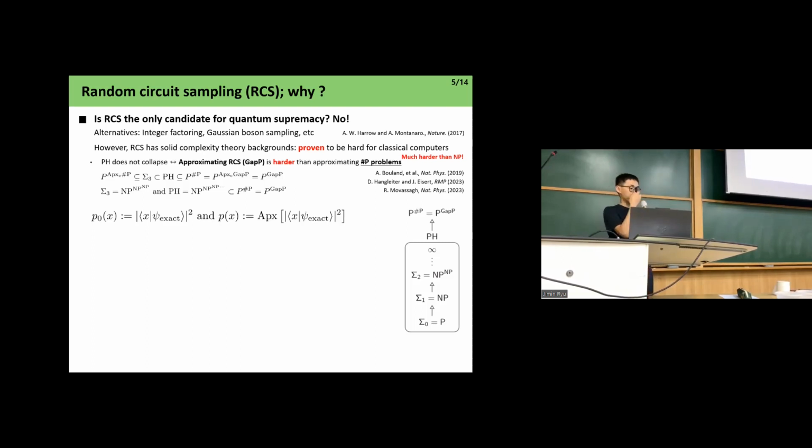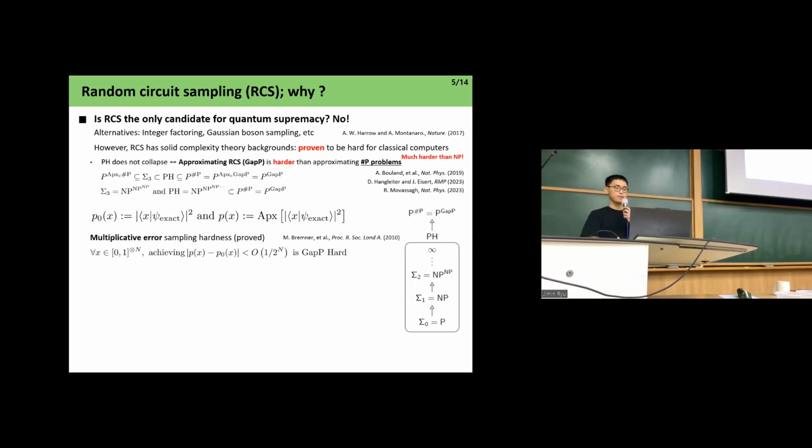To give an example, I will just focus on a single probability amplitude, meaning the square of the amplitude. I told you the square of the amplitude is the probability to measure those bit strings. So X is defined as a bit string, and we define the exact probability by the inner product of psi with X, and P_X is an approximation of P_0(X). Multiplicative error sampling means that for the entire bit string X, achieving approximations within an error of 1/2 to the power of n is GapP-hard. This was proven in 2010.